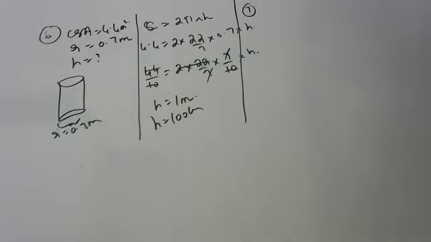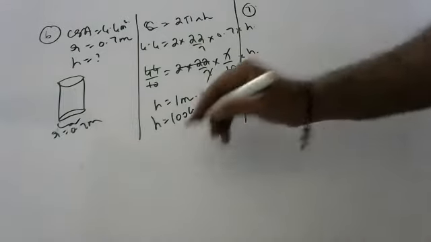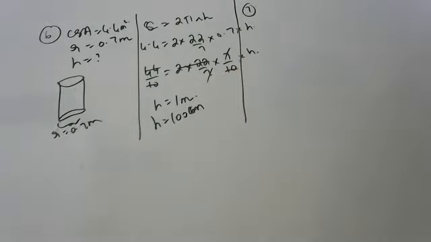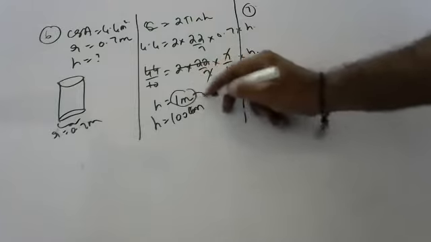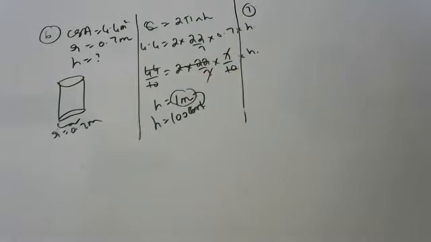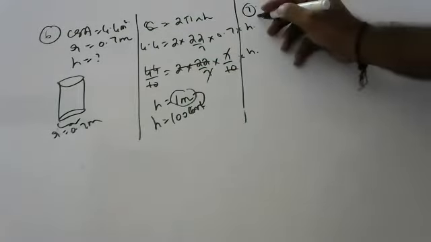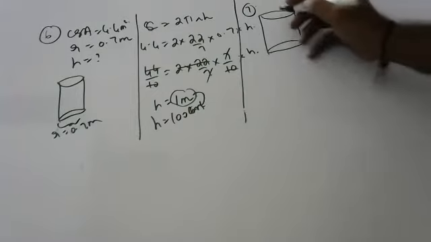Next, Kruti, are you there? Yes, sir. And radius is given in meters. CSA and radius are given in meters only, so there is no problem. I found it in meters only, I just converted. That's all. No problem. Yeah, Kruti, you tell me.